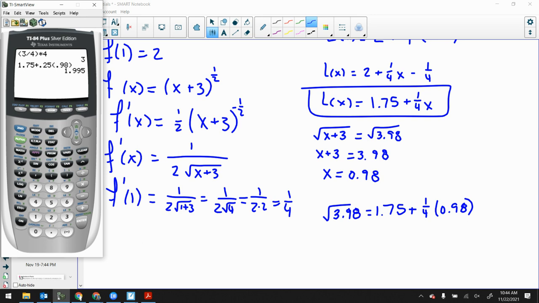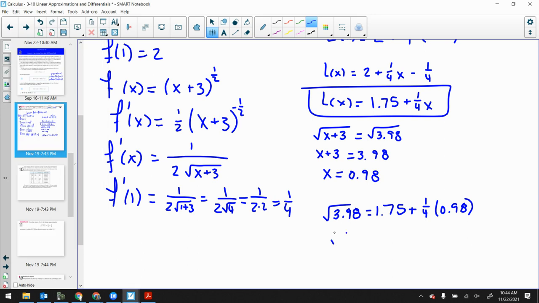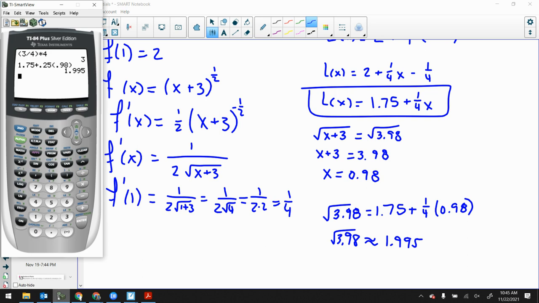We got 1.75 plus 0.25 times 0.98. I get 1.995. Square root of 3.98 is approximately 1.995. Let's see what the actual value is. Square root of 3.98. Wow, we were really close, weren't we?